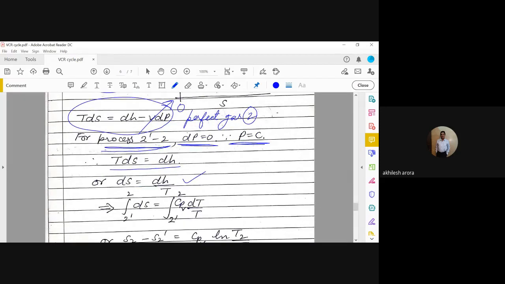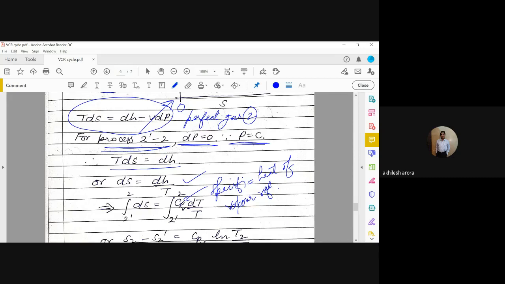Then we can integrate this equation between 2 dash to 2, and the value of dH is CPV dT by T. Now what is CPV? CPV is the specific heat of vapor refrigerant.